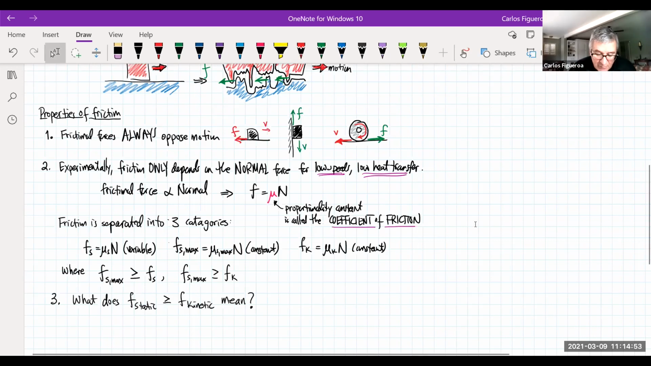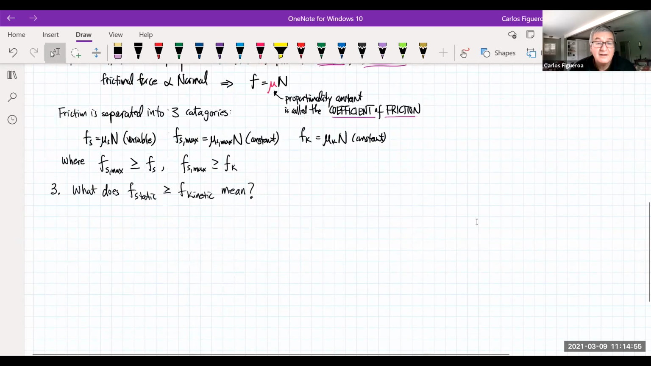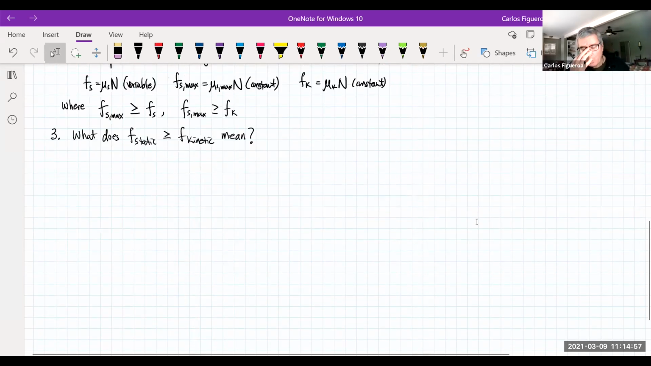So the thing that we wanted to look at now is what it means when static friction is greater than kinetic. Okay, so the first thing that we want to look at here is that it's the static frictional force that moves the car, not kinetic energy. Okay, so let's write that.